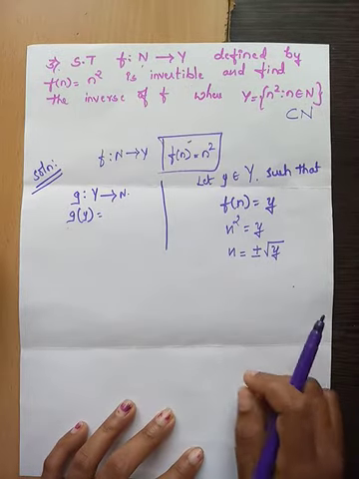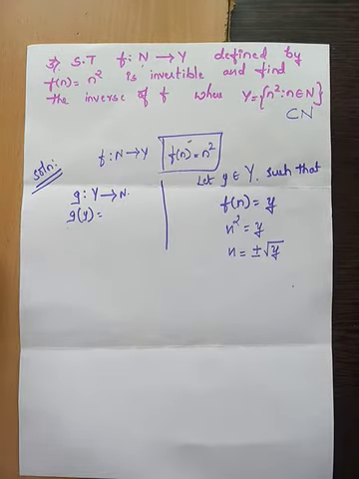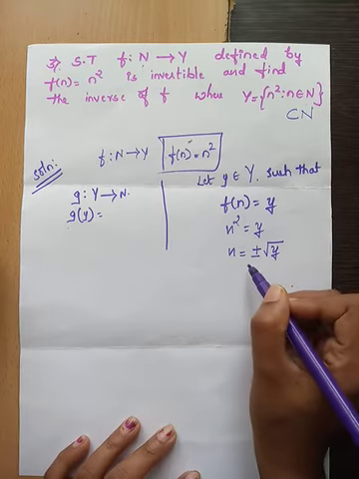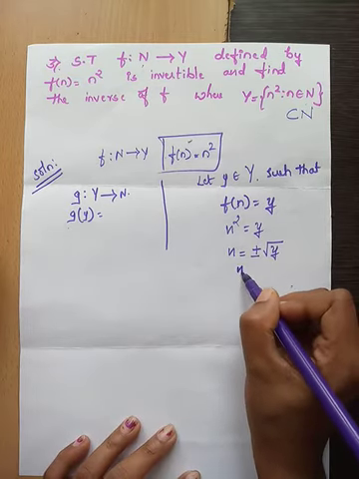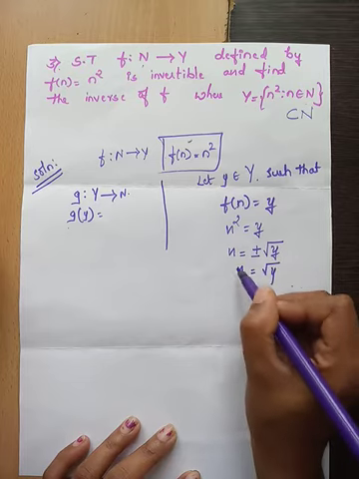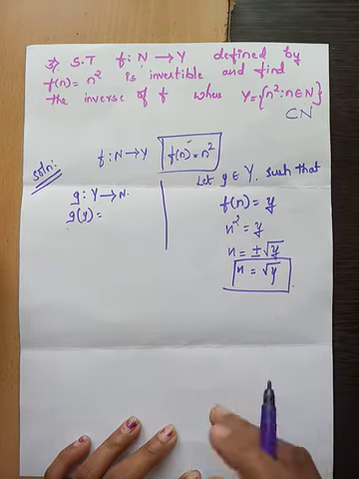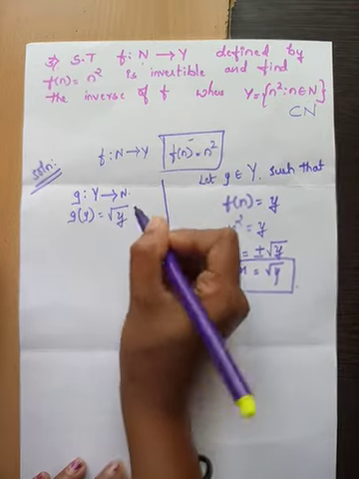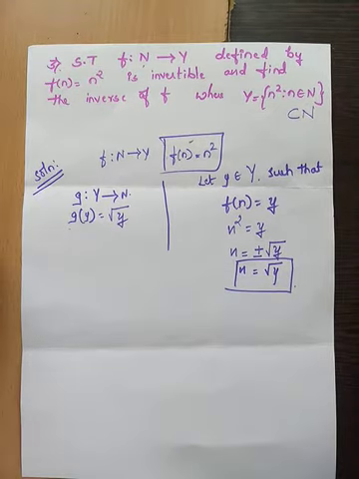So, can natural numbers be negative? No. What are the natural numbers? 1, 2, 3, 4. All these are natural numbers. So, we cannot take it as plus or minus root y. It should be plus root y. So, our n is root y. This particular value, we take it as g of y. So, g of y is nothing but square root of y. Hope this is very clear.